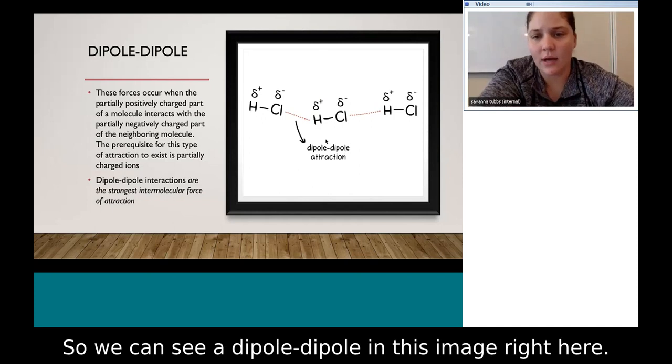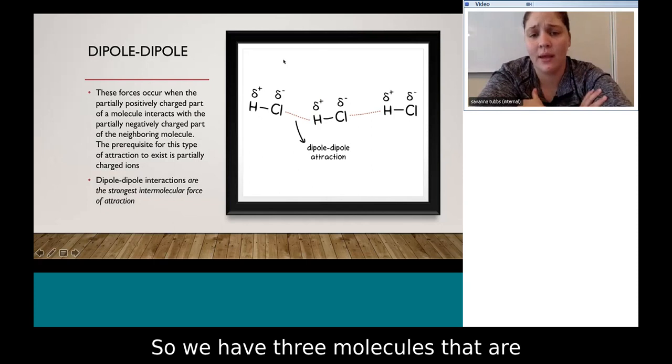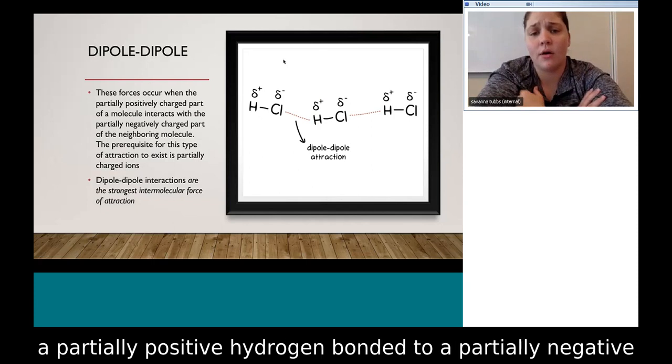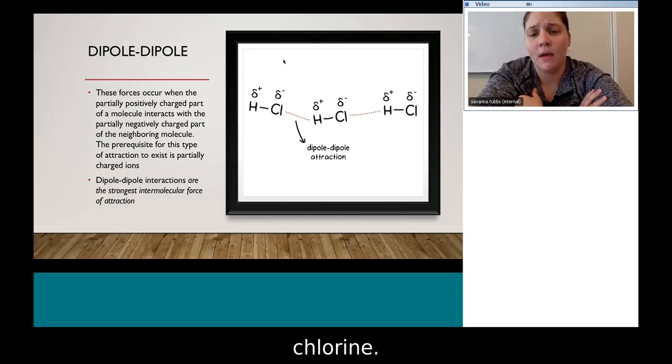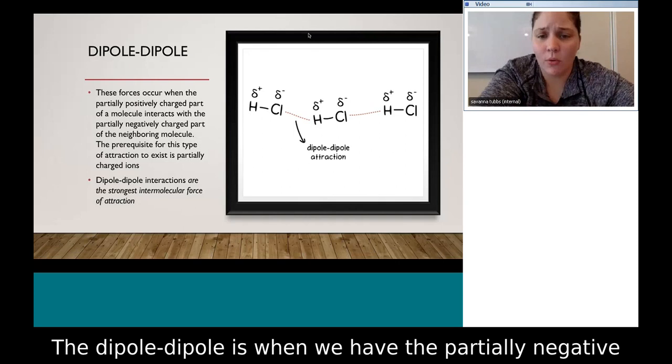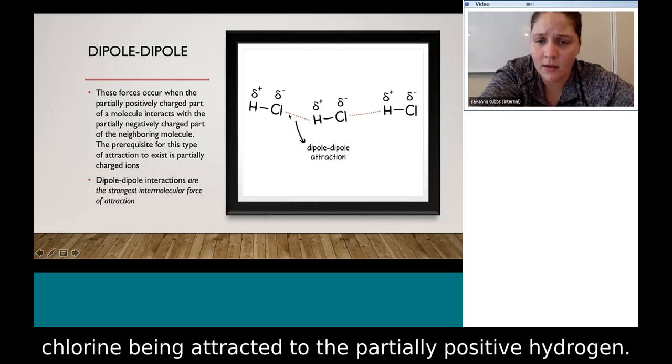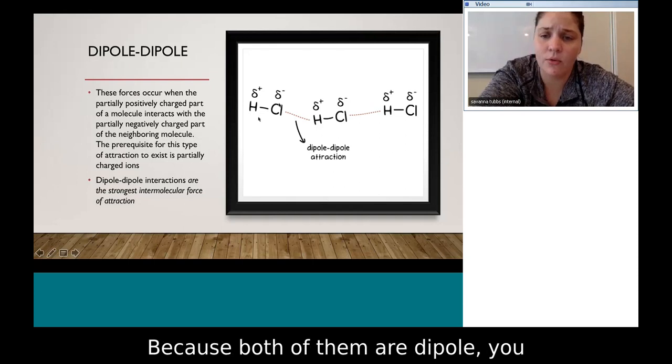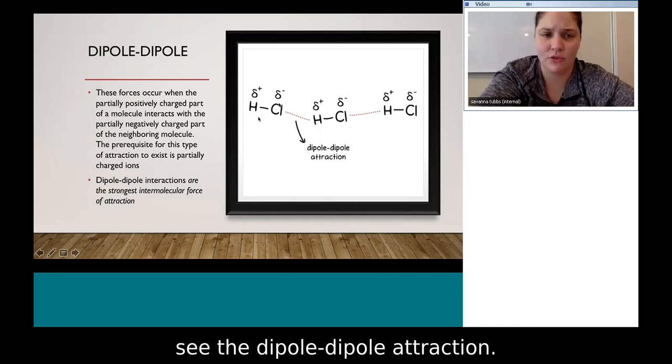So we can see a dipole-dipole in this image right here. So we have three molecules that are a partially positive hydrogen bonded to a partially negative chlorine. The dipole-dipole is when we have the partially negative chlorine being attracted to the partially positive hydrogen. Because both of them are dipole, you see the dipole-dipole attraction.